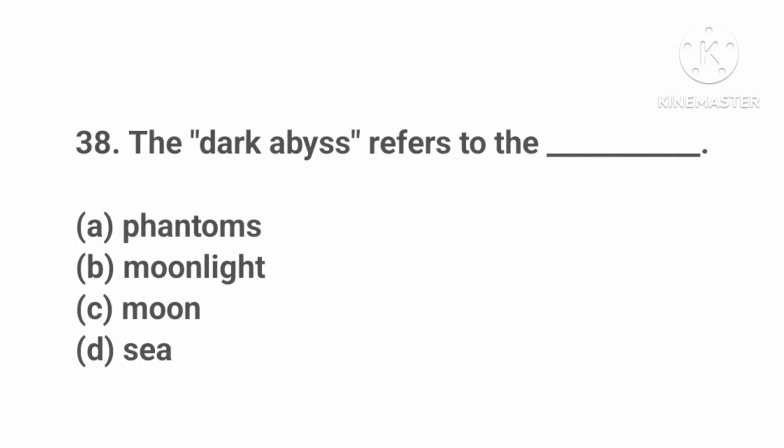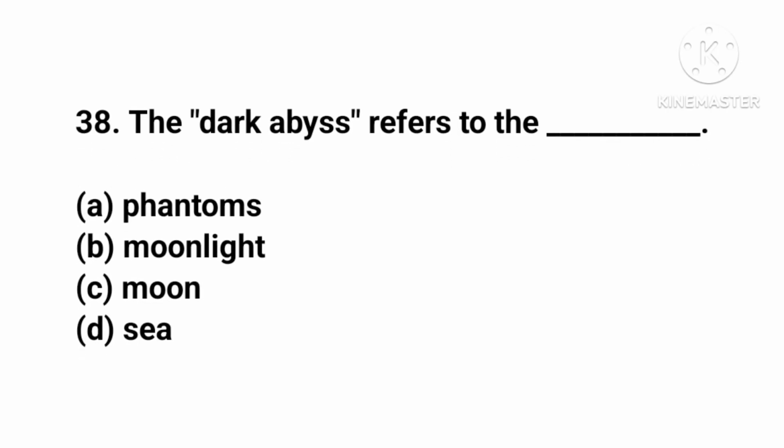Now coming to question 38. Only 3 are remaining. Let's hurry up. The dark abyss refers to the dash. Option A, phantoms. Option B, moonlight. Option C, moon. Or option D, the sea. Excellent! You are a beach person, aren't you? The dark abyss refers to the sea.